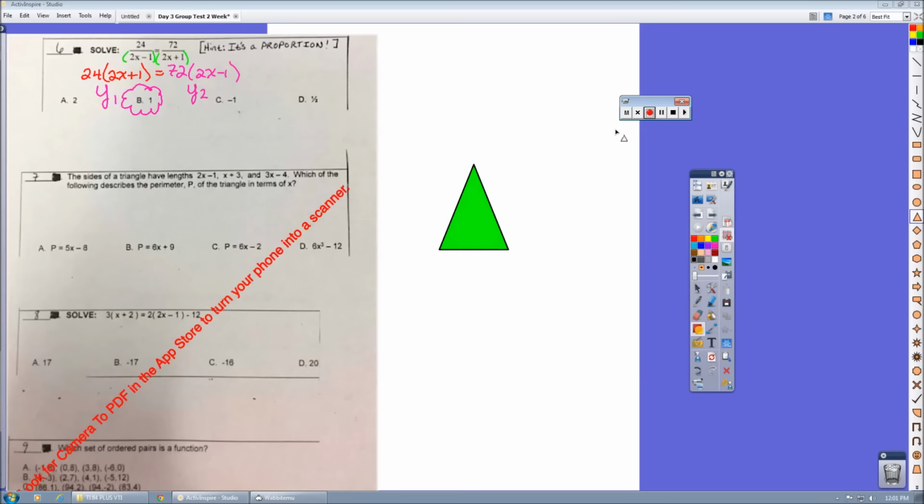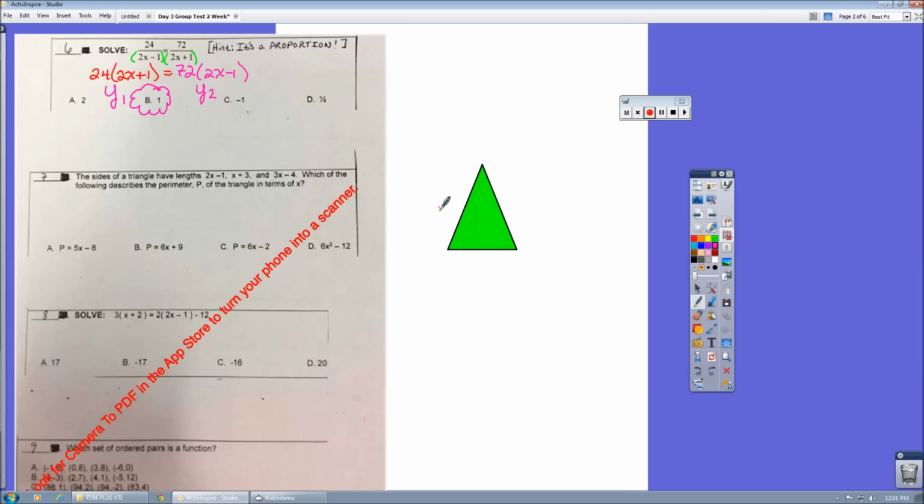Number 7, the sides of a triangle have the following lengths. So draw a triangle and label the side lengths: 2x minus 1, x plus 3, and 3x minus 4. Which of the following describes the perimeter? Perimeter, remember what perimeter is, where you add all of the sides together. So we're just going to add all of these 3 sides together here.